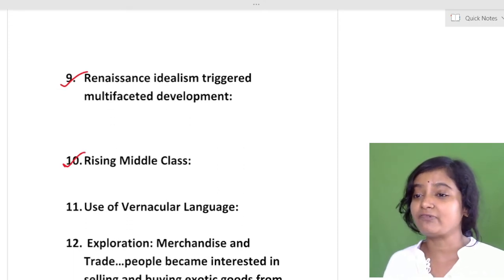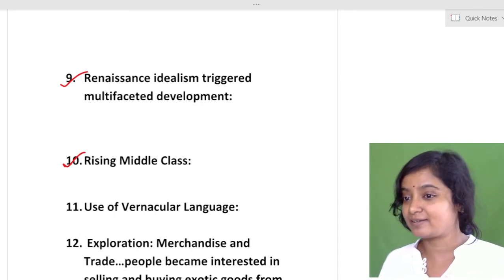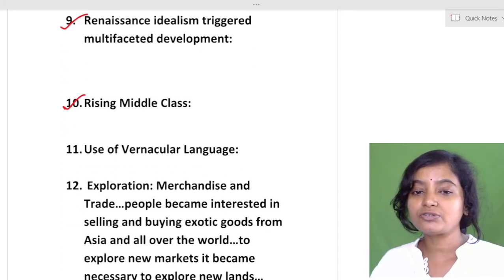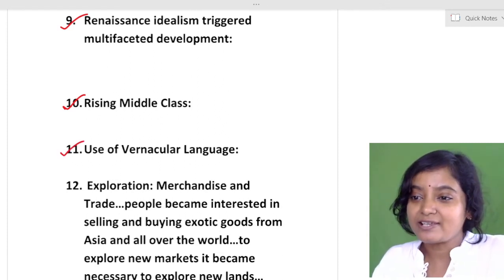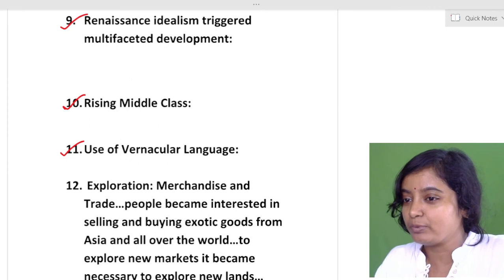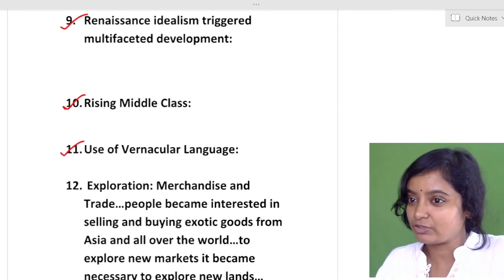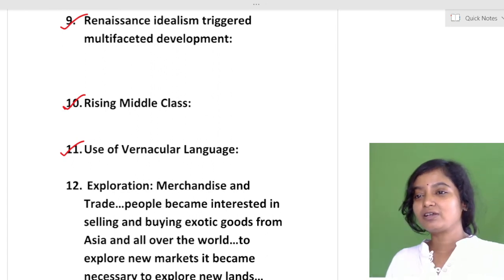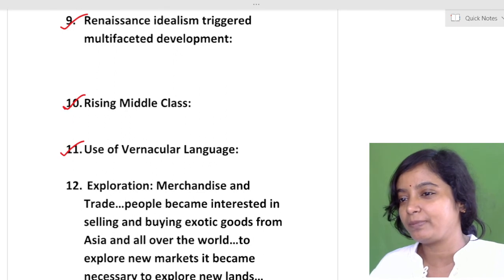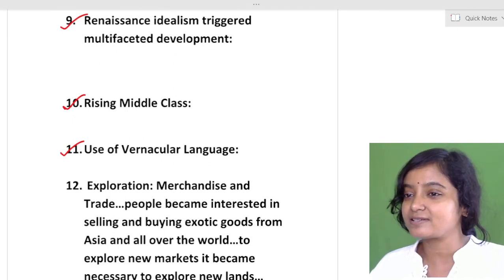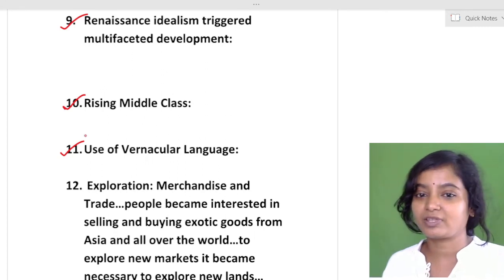Number 10, rising middle class. Due to the fall of feudalism, a new class was emerging, and that was the middle class society. Use of vernacular language. Vernacular language has so much importance that whenever a book or idea is available in it, it will be more accessible for your understanding. Before that, everything was in Latin, so it was far from the understanding of people. So Renaissance men gave emphasis to translating into vernacular language.